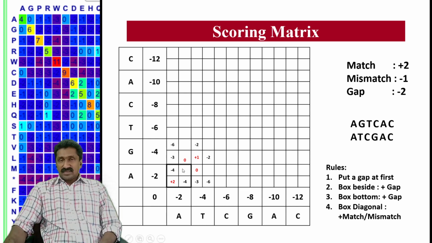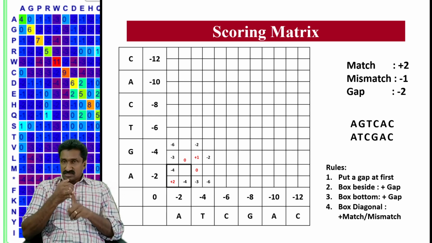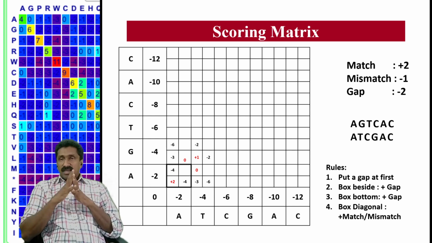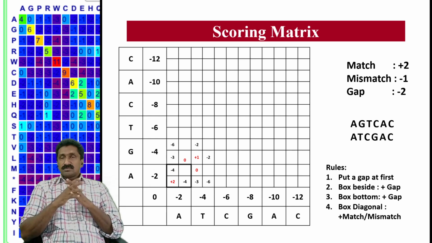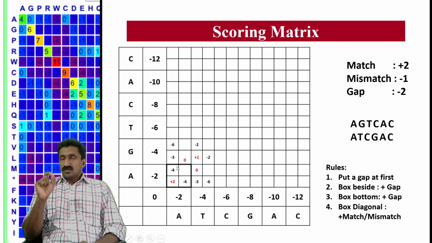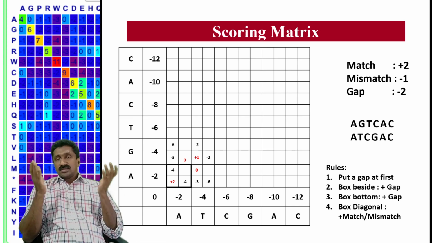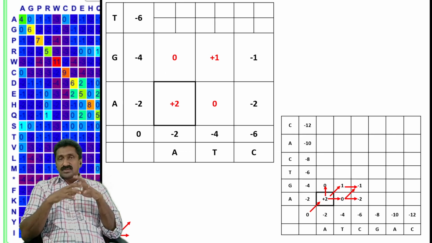And in case of a diagonal movement, we have two options. There may be a match or a mismatch. In case of a match, you will add the match value, and in the case of a mismatch, you will add the mismatch value, and it will be written. And once all these three values are assigned to this particular box, what happens? The highest value will be taken. So the highest value is actually written here.